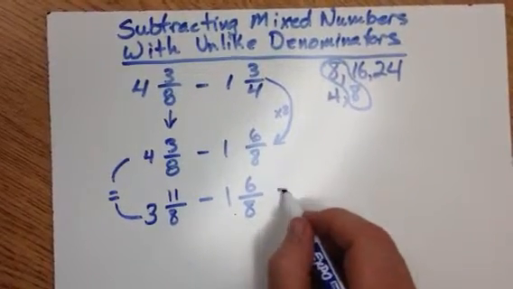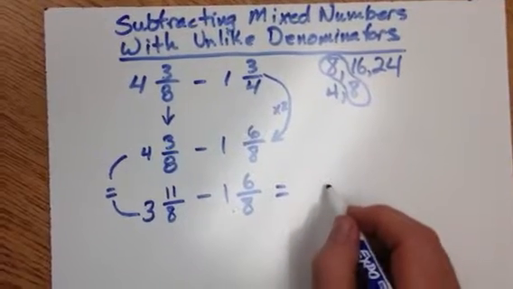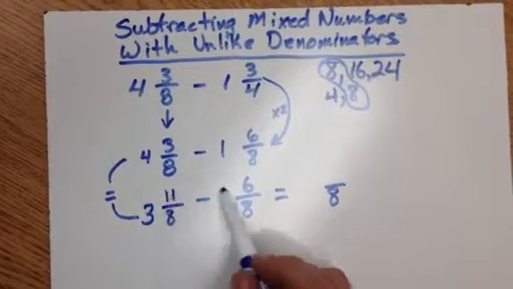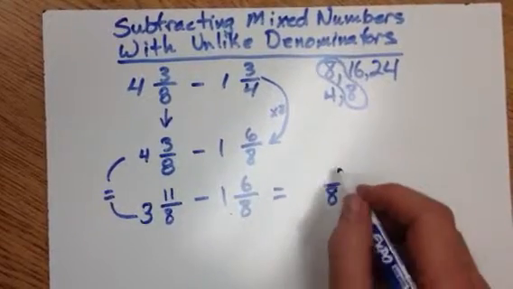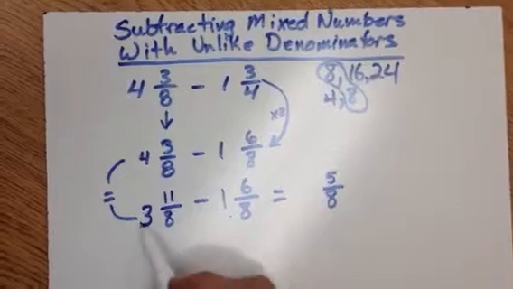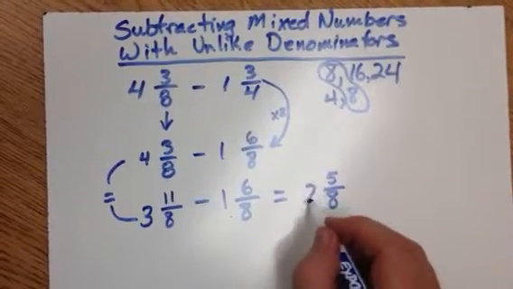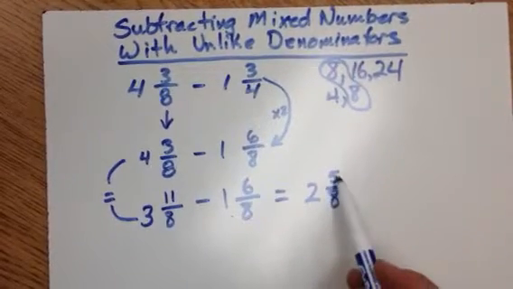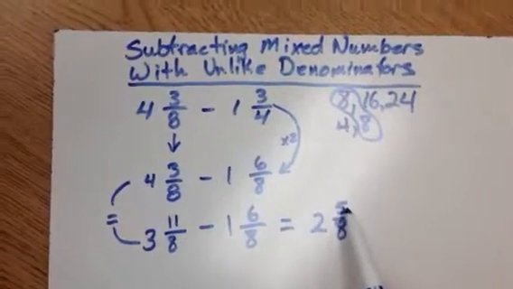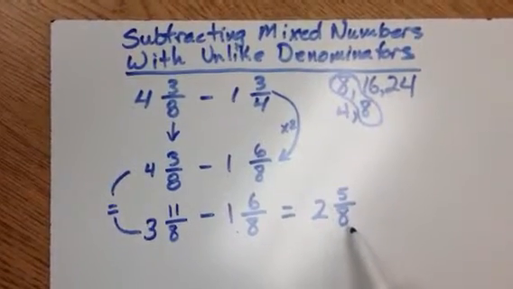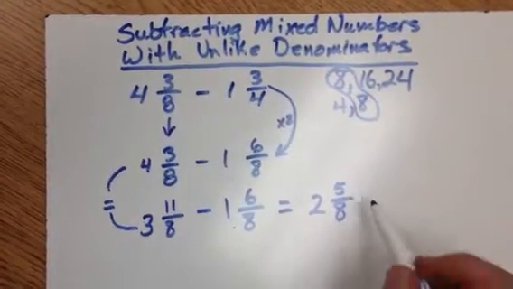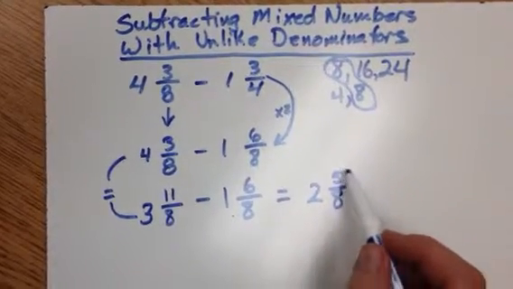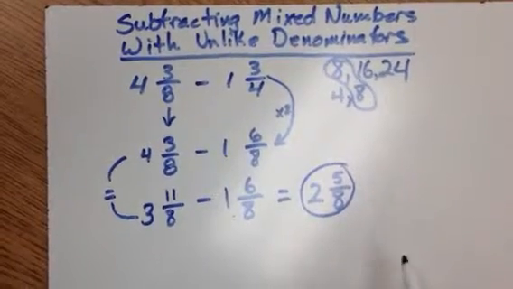And now we can subtract. Okay, our denominator is going to remain the same. Our numerators, now we can subtract those. 11 minus 6 is 5. And 3 minus 1 is 2. We have to look to see if we're in lowest terms. In this case, 5 is a prime number, and it will not go into 8. So that tells us we're in lowest terms. They have no common factors other than 1. So that is our answer.